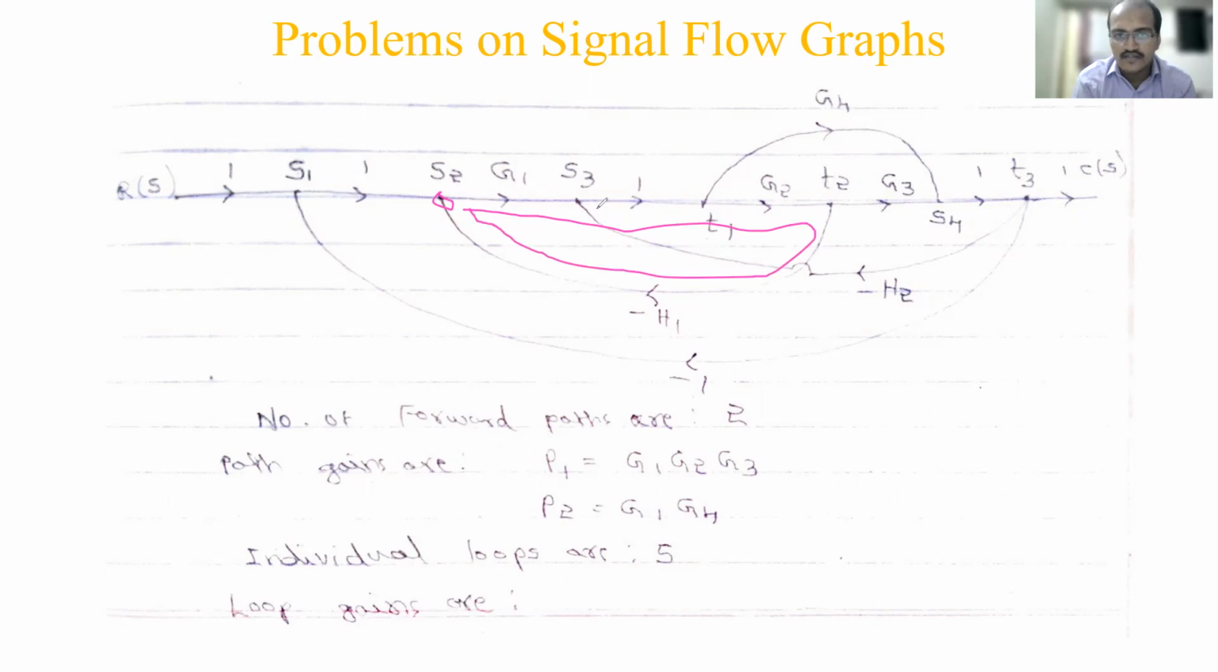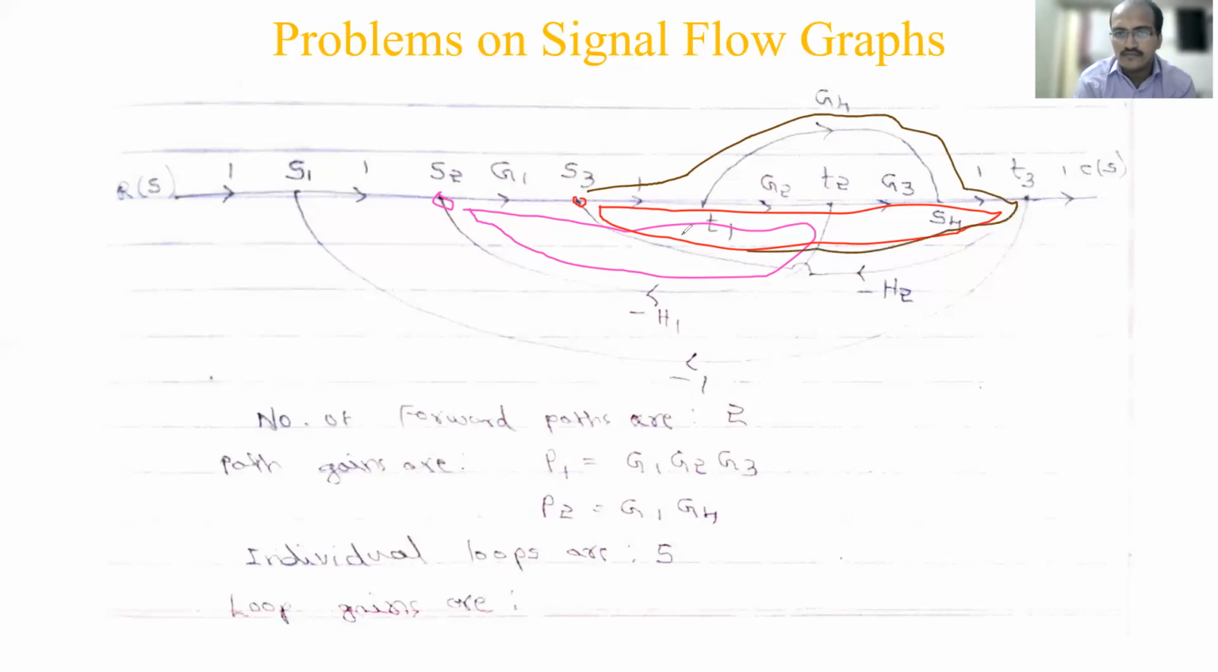Then you have S3. If you consider the S3 node as the beginning, this is another path till T3, and it is coming back to the same S3. This is 2. Then the third path: same S3 you consider, going in this forward path G4, coming to T3, and again moving in this same feedback path. So this is also a loop, 3 loops.